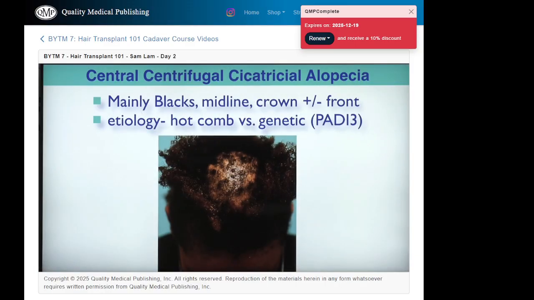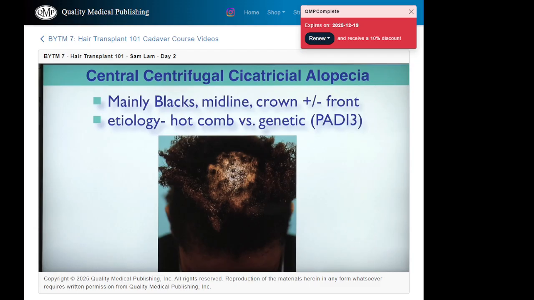So, CCCA was originally called hot comb alopecia because it was originally thought to be related to the styling products of black women, but it actually may or may not be. It went through a phase where the etiology was thought to be just genetic. There's a genetic link, a locus called PADI3, and now I think the pendulum is sort of in the middle, thinking this is genetic, that's incited by an epigenetic factor, such as a styling issue. Because usually I can elicit a history where they say they started using some kind of product. Now it could be anecdotal, but this is something that is very classic when you see it. If you see, especially a female crown that looks like this, it's CCCA until proven otherwise.